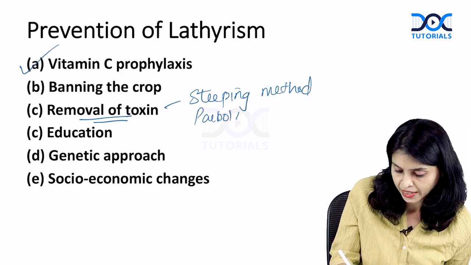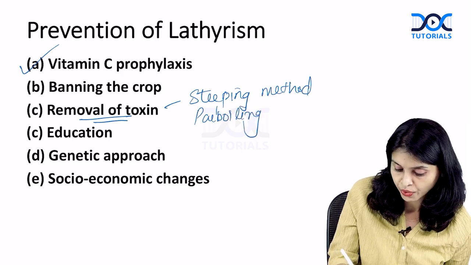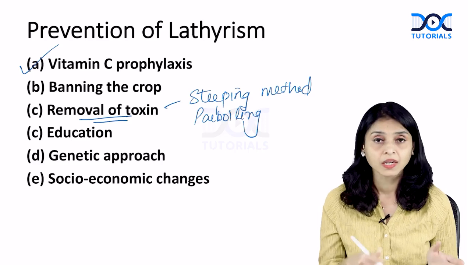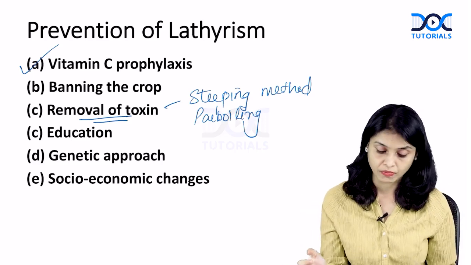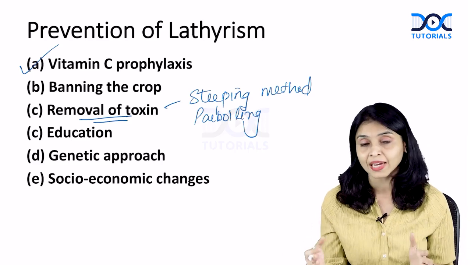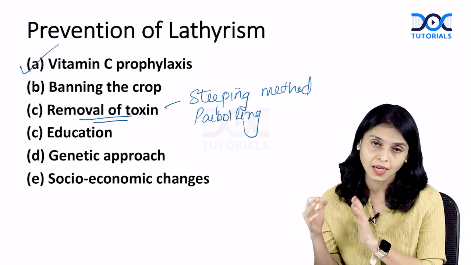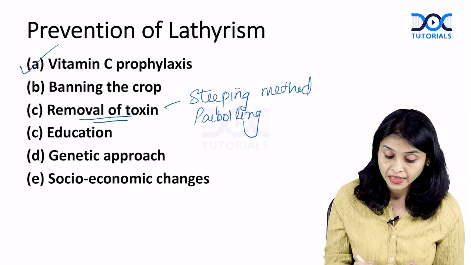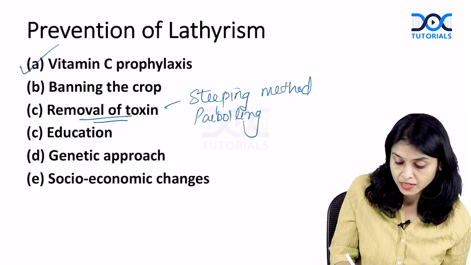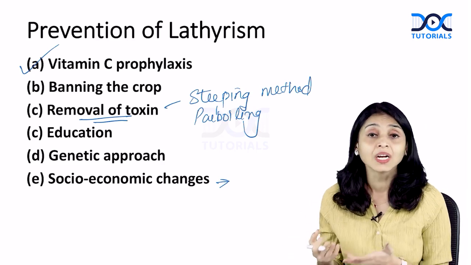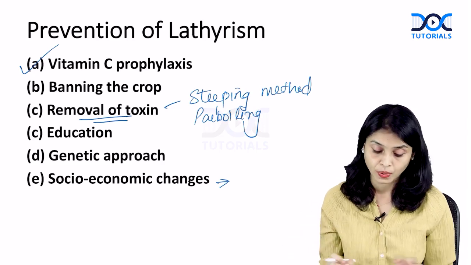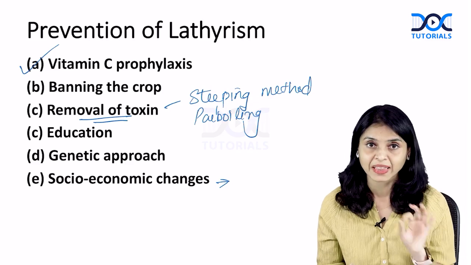That is also another MCQ. How can you remove the toxin? Then educating the people not to take that. Then the genetic approach, where you are trying to replace that with a less toxic dal. And then socio-economic changes. That means you improve the socio-economic status of the people so they don't have to depend on this particular crop. So these are the methods of prevention.